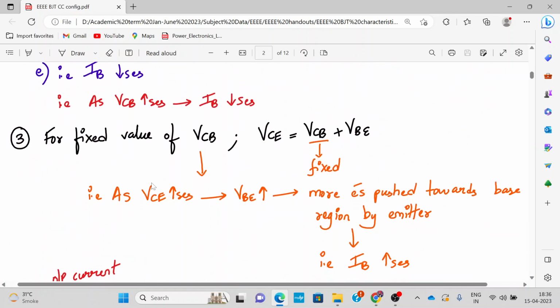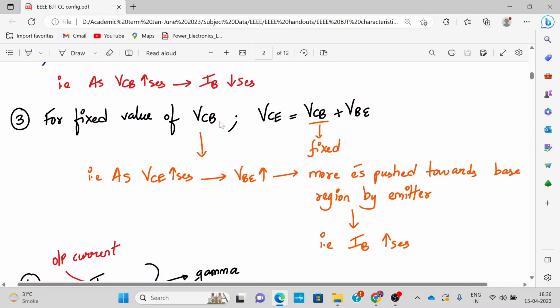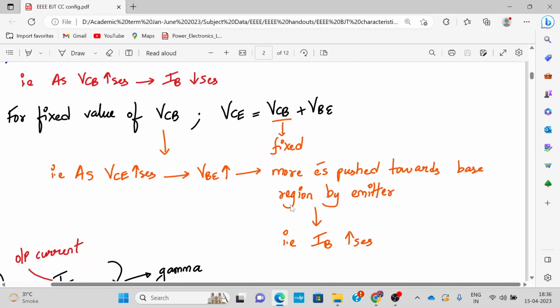Now the next question is for a fixed value of VCB, what happens? Okay, so let's say that VCB is fixed. Now as we increase the value of VCE, your VB also increases. So that means more electrons are pushed towards the base region by the emitter, right? So that means your IB value increases.